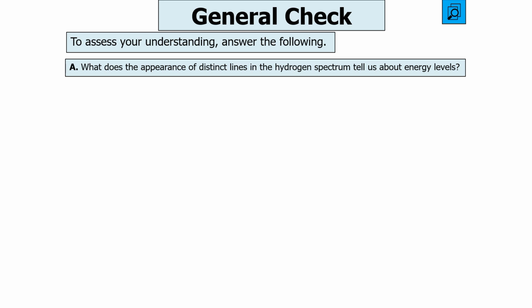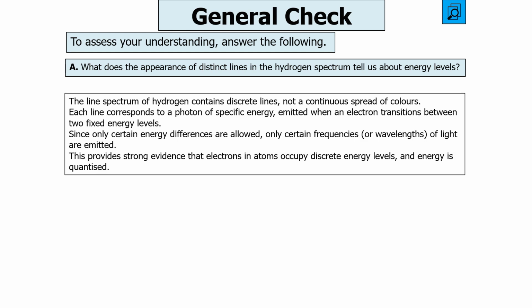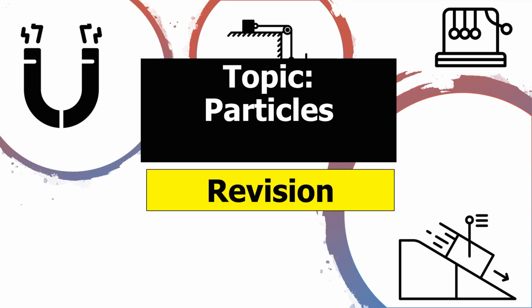Now, what does the appearance of distinct lines in the hydrogen spectrum tell us about energy levels? So pause the video now, then unpause the video when you want to go through your answer. Well, the line spectrum of hydrogen contains discrete lines, not a continuous spread of colours. Each line corresponds to a photon of specific energy emitted when an electron transitions between two fixed levels. Since only certain energy level differences are allowed, only certain frequencies or wavelengths of light are emitted. This again provides strong evidence that electrons in atoms occupy discrete energy levels and that the energy is in fact quantized from the photons. So let's now have a look at some exam-style questions on this topic of particles.